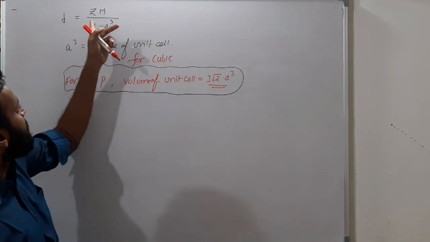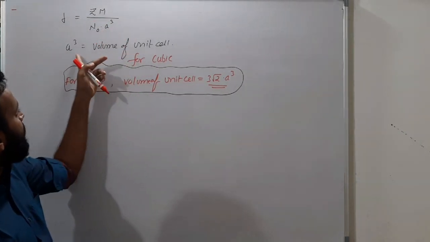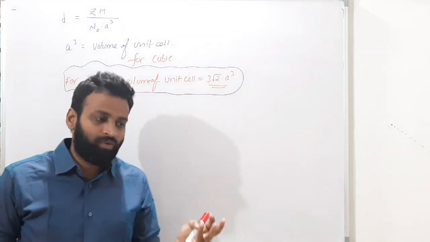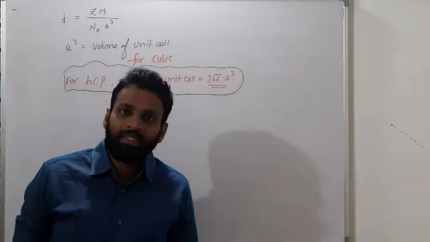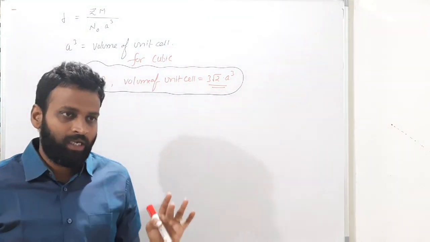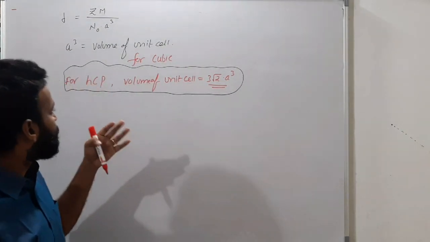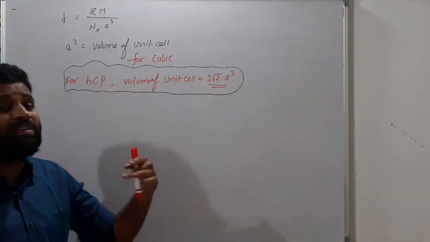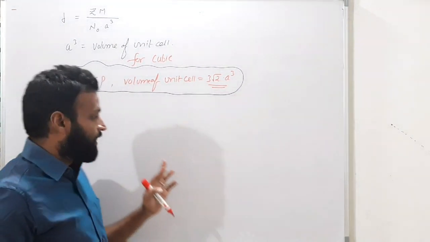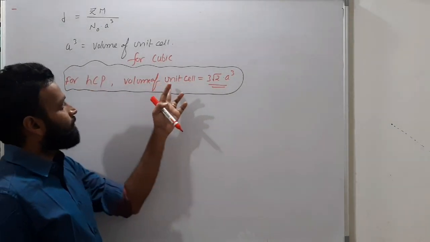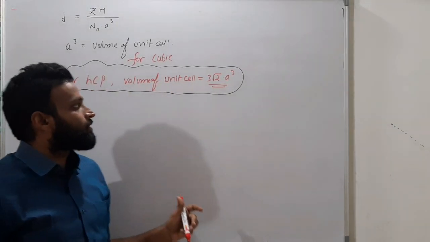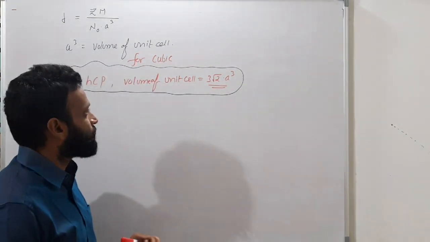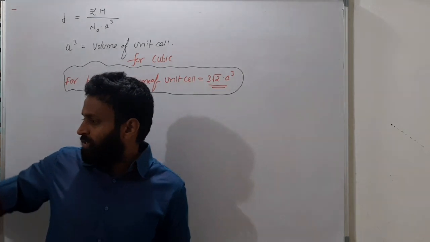So what is D? ZM by N naught a cube. A cube is the volume of unit cell. Mostly they'll ask you questions based on simple cubic, body centered and FCC, face centered cubic. But in general, if they ask, you have to use this for HCP. Mostly they won't ask. Okay. For HCP, volume of unit cell is equal to 3 root 2 a cube. You have to consider. This is one of the most important things. So this you note it down.